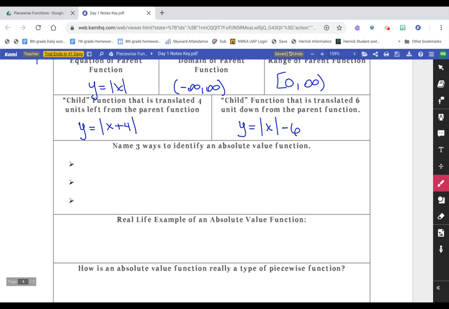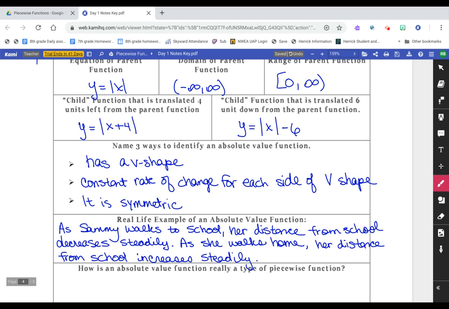How can you identify an absolute value function? It has a V shape. There's a constant rate of change for each side. So that's a constant rate of change on the right and a constant rate of change or slope on the left. And then it's symmetrical, so it has this axis of symmetry as well.